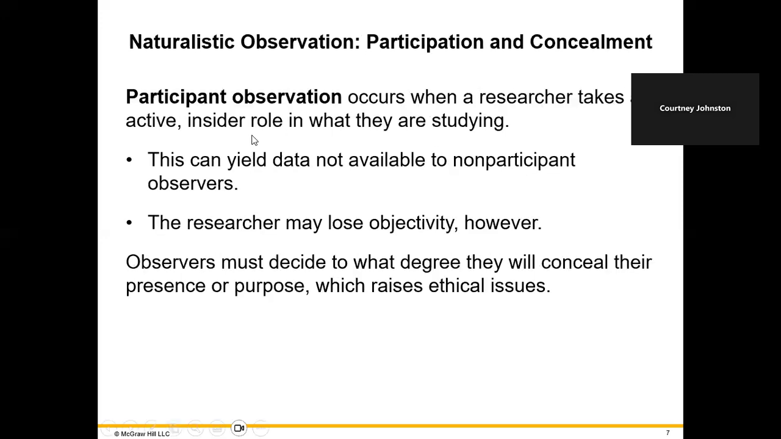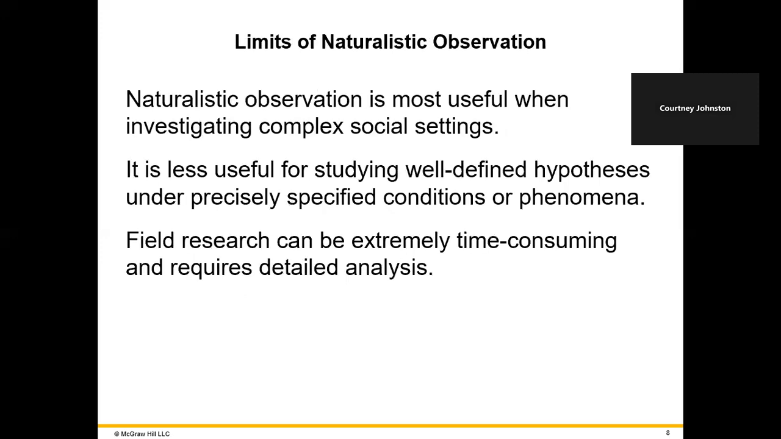Also, there's participant observation. This is when we take an active insider role in what we're studying, kind of like incognito. This could yield data not available to non-participant observers. And the researcher may lose objectivity, however, because again, when you are researching something, there's always going to be some sort of bias that you might have. And that unfortunately could roll over into how you might collect or analyze the information as well. So you do have to decide how much you're going to conceal your identity as well. That's going to potentially raise ethical issues.